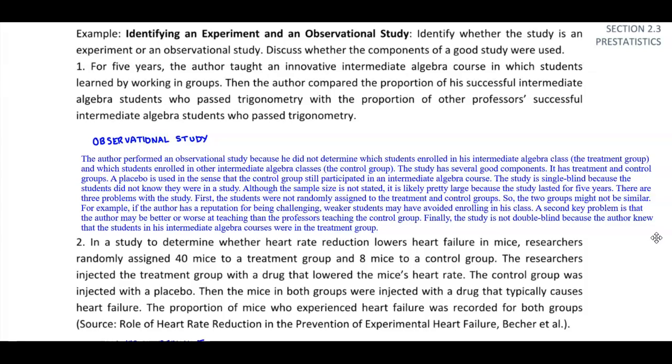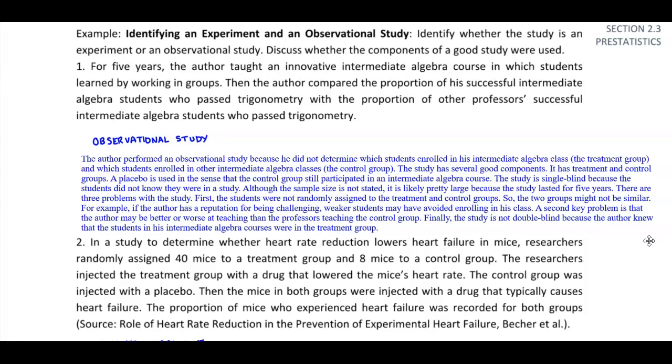The study has several good components. It has treatment and control groups. A placebo is used in the sense that the control group still participated in an intermediate algebra course. The study is single-blind because the students did not know they were in a study. Although the sample size is not stated, it is likely pretty large because the study lasted for 5 years.